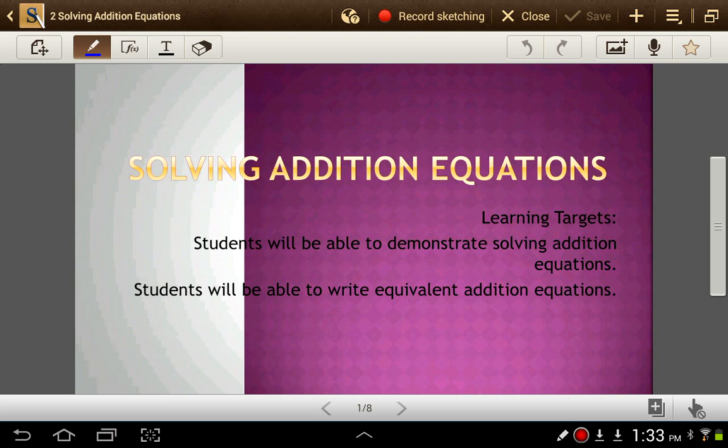We have two learning targets today for solving equations, so make sure to write these down. First learning target is students will be able to demonstrate solving addition equations. And the second is that you will be able to write equivalent addition equations. Not only can you solve them, but can you write equivalent equations, equivalent meaning representing the same amount. If you need to pause to finish copying those down, go ahead. Otherwise, I am going to move on to the next page.